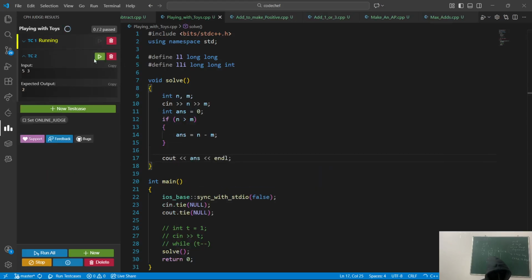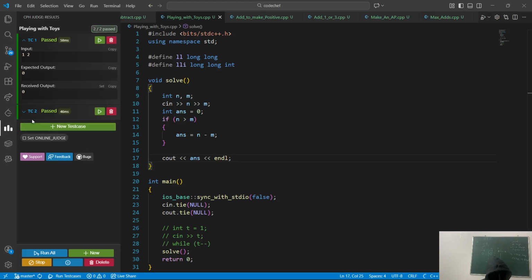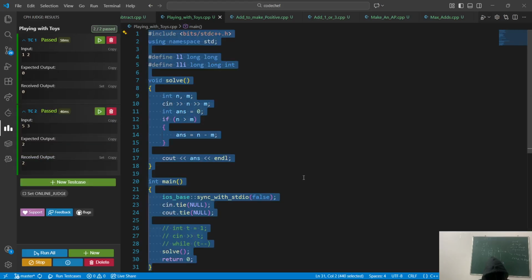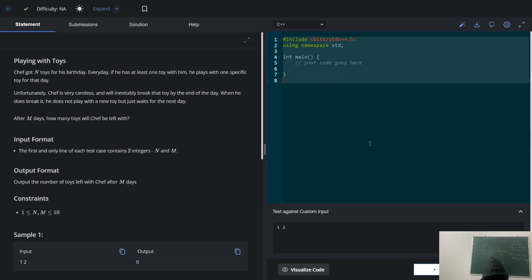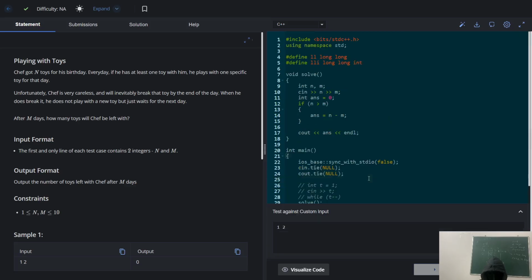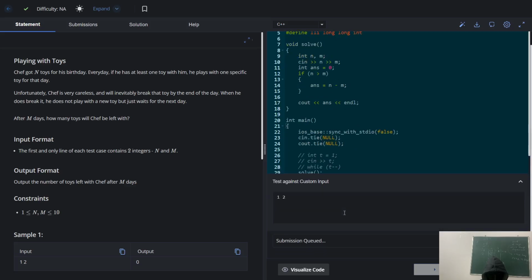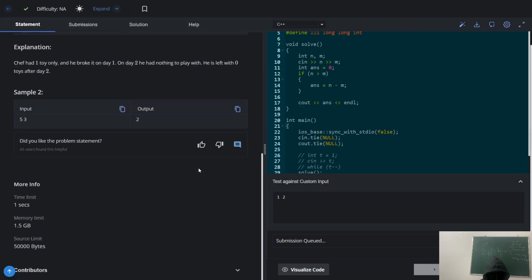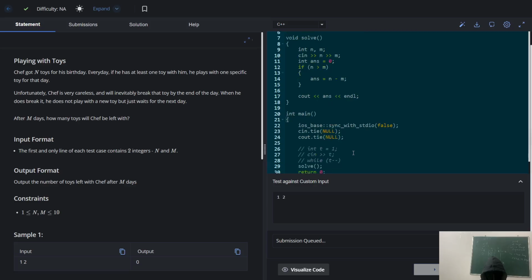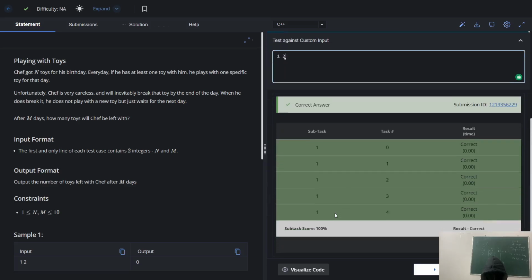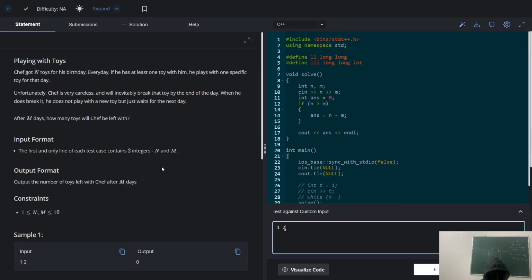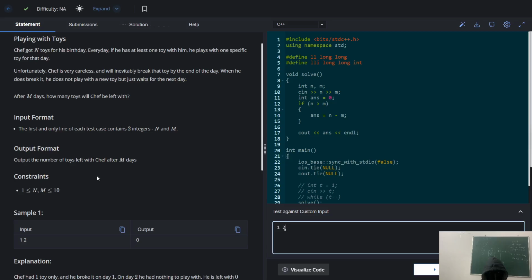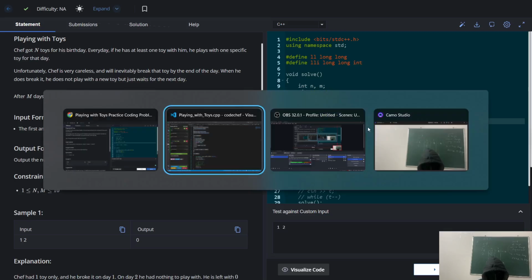Let's try to run it. It is passing. Let's try to run the second test case. It also passed. Let's copy and paste this in the online editor and submit it. Yes, it got accepted. So in this way you can easily solve the problem. Basically we have to find n minus m if n is greater than m. I think you guys understood. Thank you for watching the video.